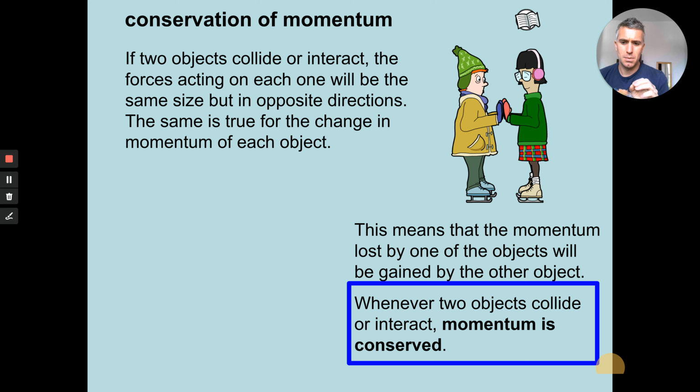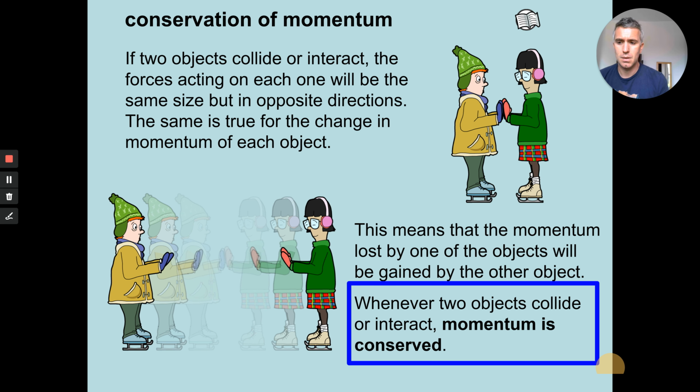This, in a blue box, one of the most fundamental laws of all physics. Whenever two objects collide or interact, momentum is conserved. It's like the conservation of energy, but with momentum. If two objects collide or interact, the forces acting on each will be the same size but in opposite directions. The same is true for the change in momentum of each object. This means that the momentum lost by one of the objects will be gained by the other object. Whenever two objects collide or interact, momentum is conserved.